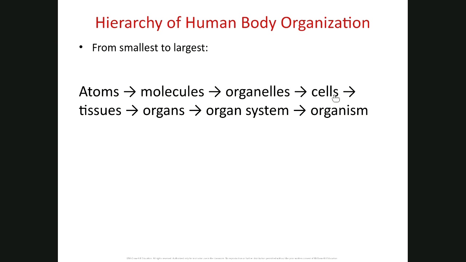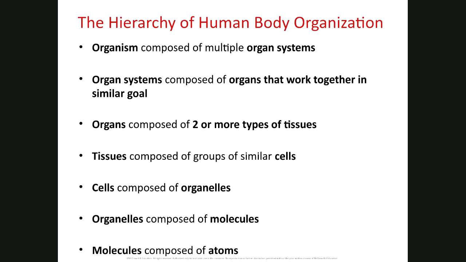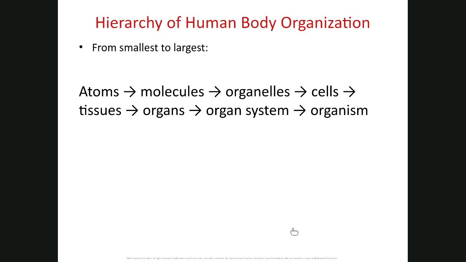When you have many cells put together, you can have a tissue. Now, when you get tissues together, and I want to emphasize this, 2 or more types of tissues, okay? When you get 2 or more types of tissues together, that's an important definition of what an organ is. An organ is going to be made of 2 or more different types of tissue, all right?